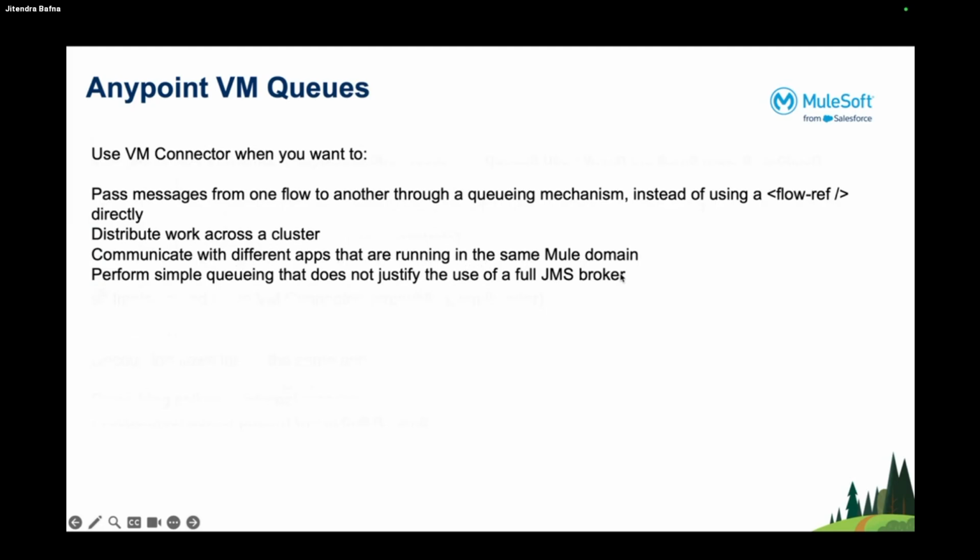This is enabled for on-premises. If you want to communicate between the applications, you can use the VM queues. It performs simple queuing that doesn't justify the use of a full JMS broker. It is just for simple message processing. If you are expecting guaranteed delivery and everything, you cannot do all those things with a VM queue. If you want to move the message across the cluster, across the application or across the flow, you can use the VM queues.